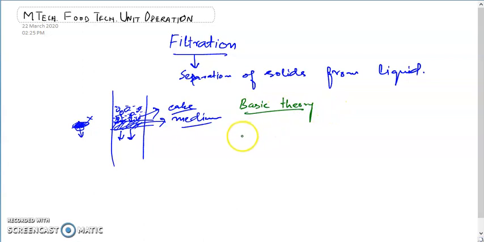Basic theory of filtration. So actually the basic theory is that when the fluid passes through the filter medium, the solids get deposited in the filter medium. The removal of these solids from the fluid results in a build up of solids in the filter medium, resulting in increased resistance to flow as the filtration process continues.